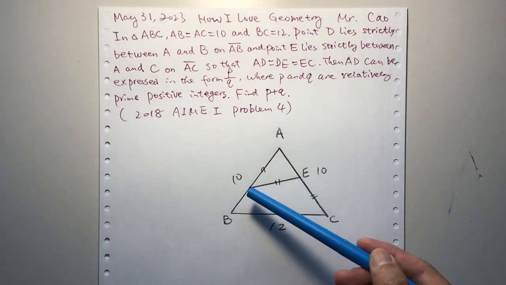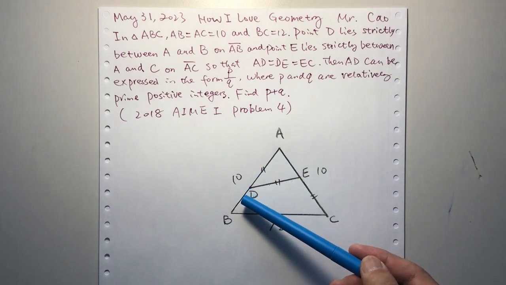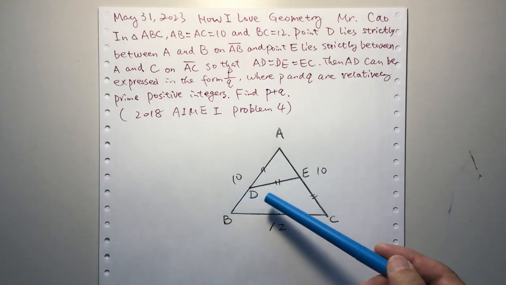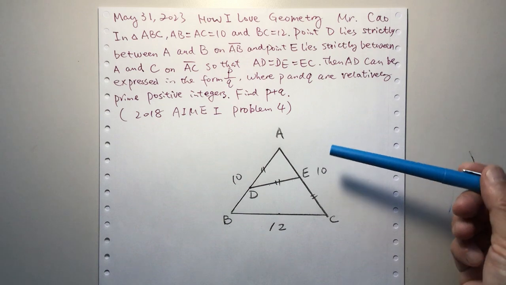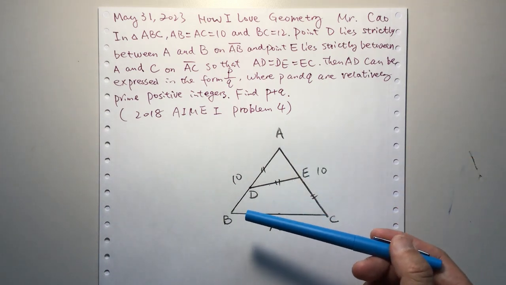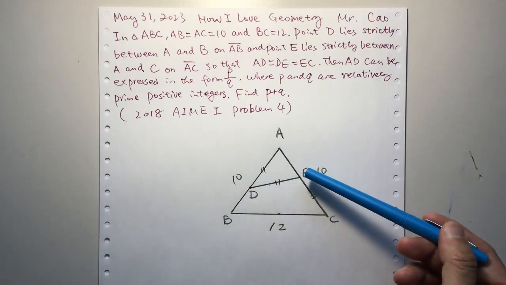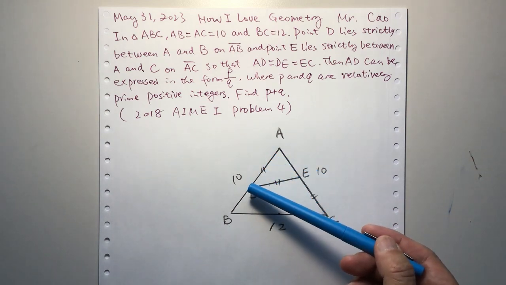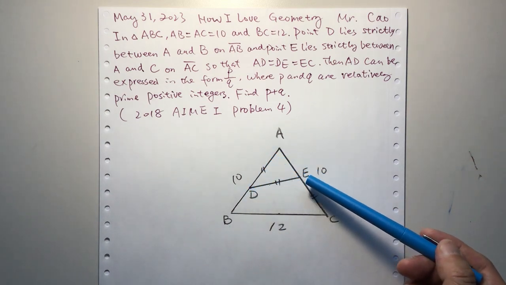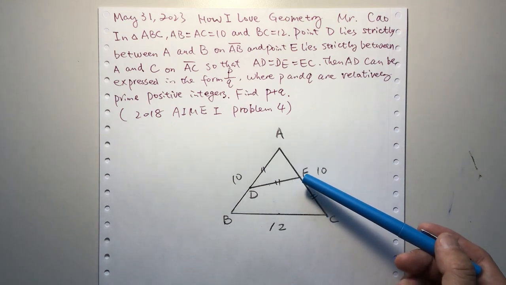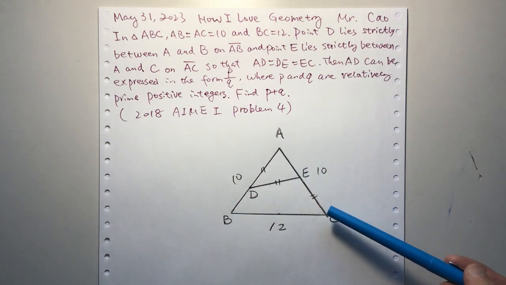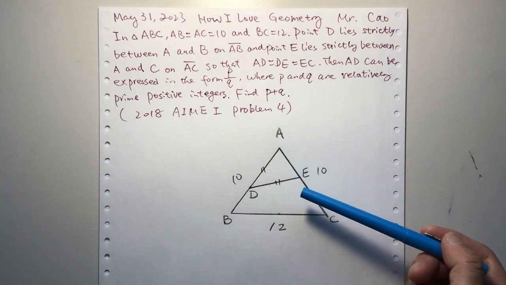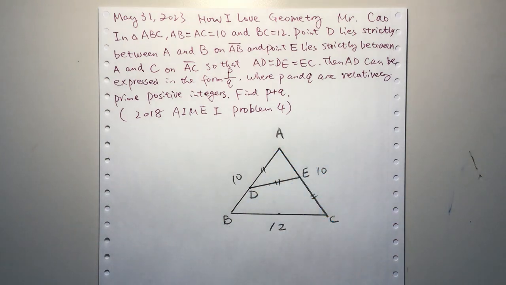And point D is on side AB and point E is on side AC. If we connect DE, it's given that AD is congruent to DE and also congruent to EC. The problem is to find AD.